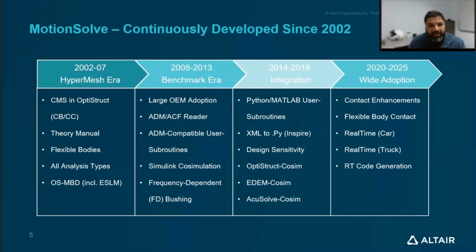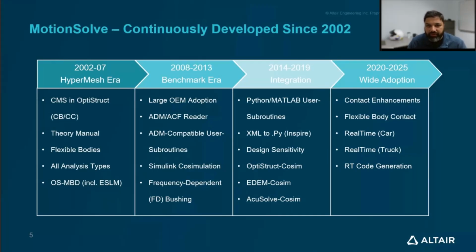But then in 2008 to 2013, what we call the benchmark era, is where we started to see large automotive OEM adoption. And that is where we started to develop MotionSolve with specific regard to the needs that large OEMs had at the time. Things such as Simulink co-simulation for controls, Adams compatible user subroutines, frequency-dependent bushings, and things like that.